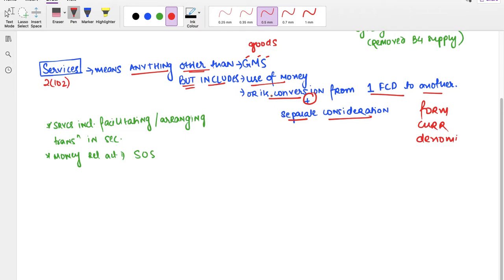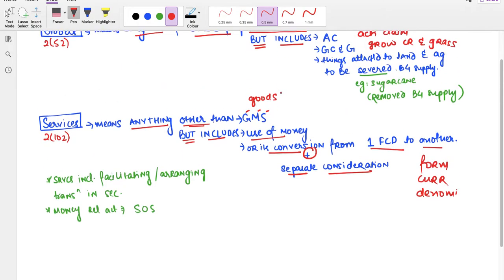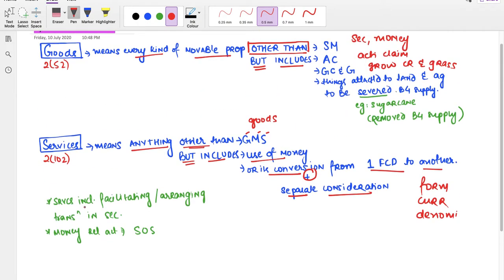Now guys, money and securities, they are neither goods nor services, but facilitating and arranging transactions in securities, that comes under services. Similarly, money related activities, like here we've mentioned it, use of money. This is just for clarification. Although money is not a service nor goods, money related activities and facilitating arranging transactions in securities, they both come under service, right?